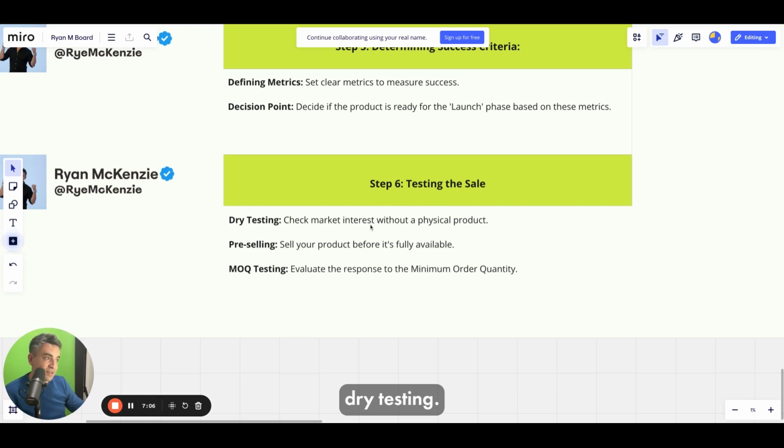So there's dry testing. So that's basically where you set up a page, let people fill out their information, charge them, and then refund their money because you don't have the inventory. It's a little less ethical, but some people do it.